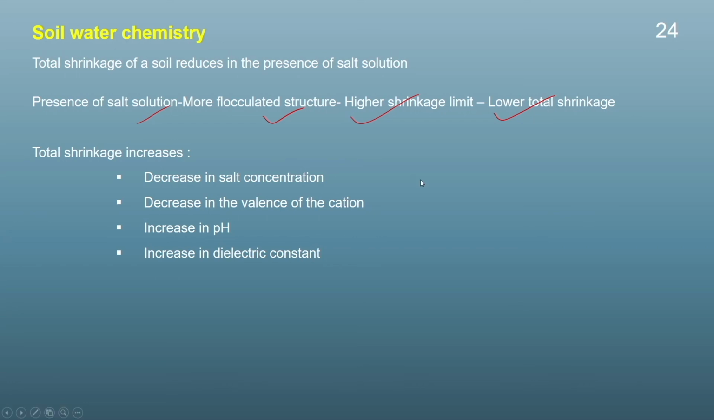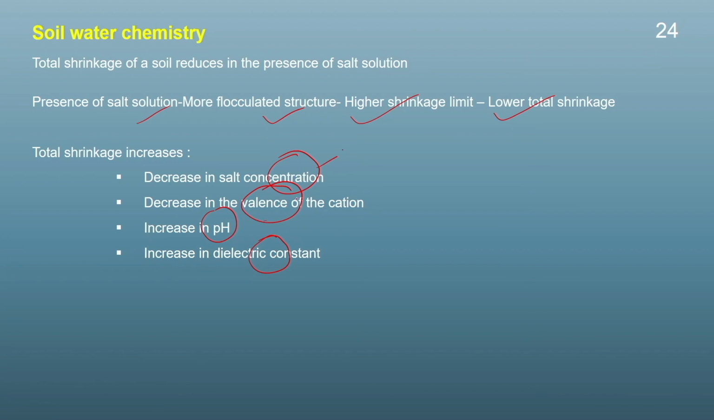Therefore, the presence of salt or any factors which change the particle orientation also change the shrinkage behavior of the soil. The factors which can change the particle orientations are the salt concentration, the valency of the cations, the pH and the dielectric constant. So, these factors can change the particle orientation. For example, with a decrease in the salt concentration, the particles become more dispersed. Therefore, the total shrinkage will be more.